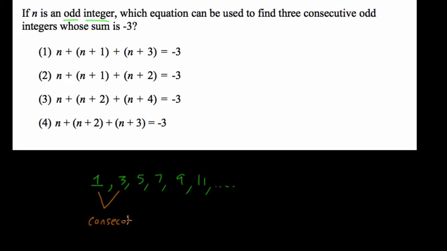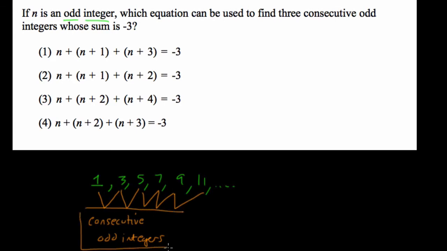Why? Well, they're consecutive odd integers because there's no other odd integers in between them, right? The only whole number between them is 2. So they're consecutive. Just like 3 and 5 are consecutive. 5 and 7 are consecutive, 7 and 9, and 9 and 11, and so forth. Those are all consecutive odd integers.